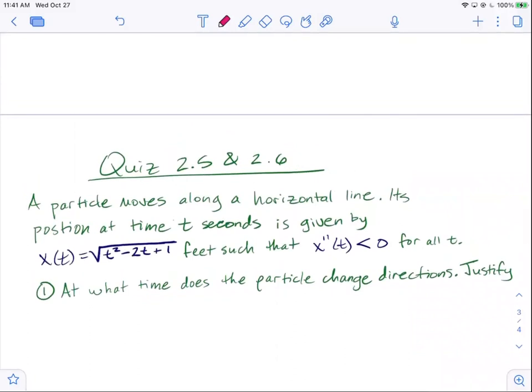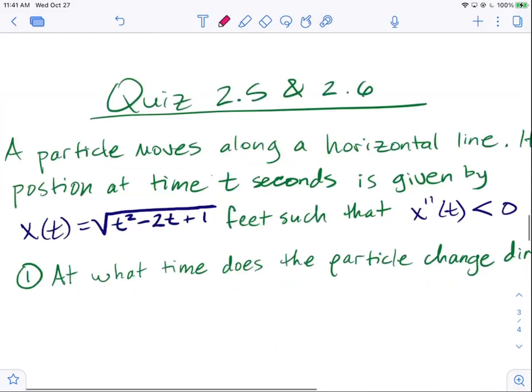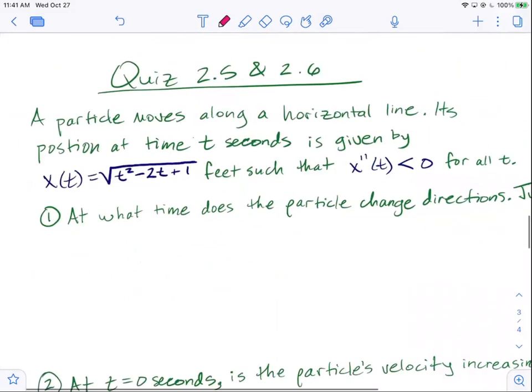A particle moves along a horizontal line. Its position at any time t seconds is given by x equals that feet. So we have units, right? Feet and seconds, such that x double prime of t is less than 0 for all t.